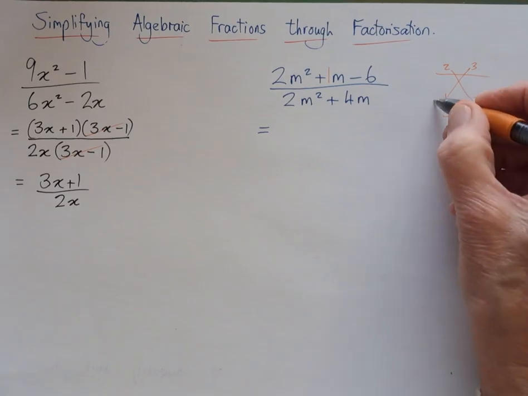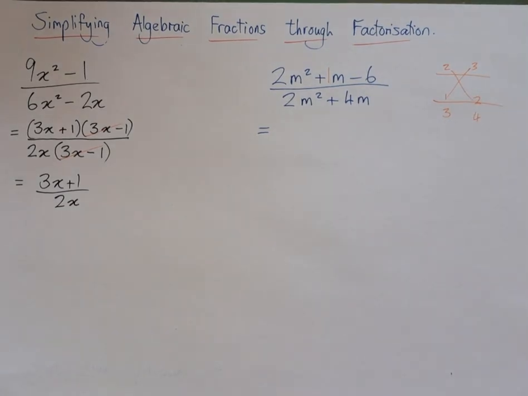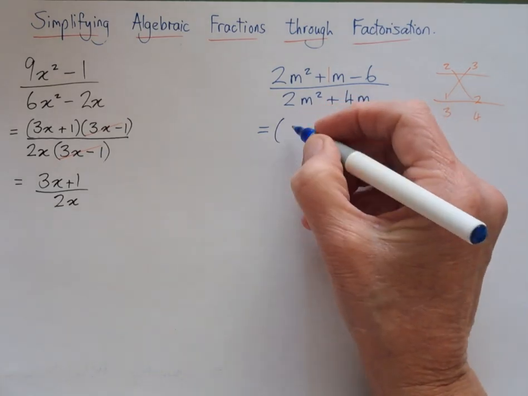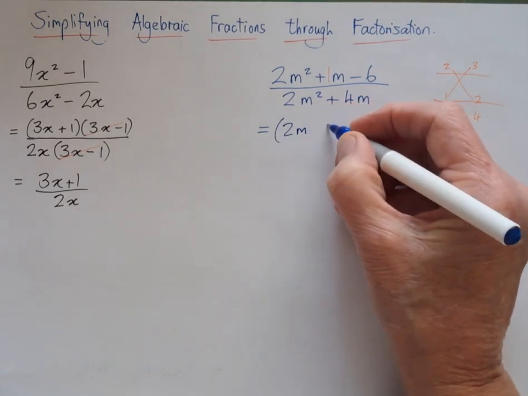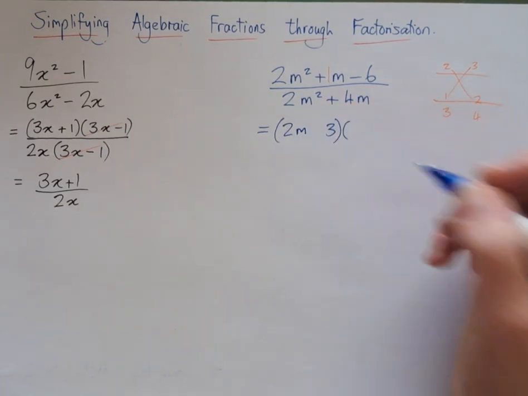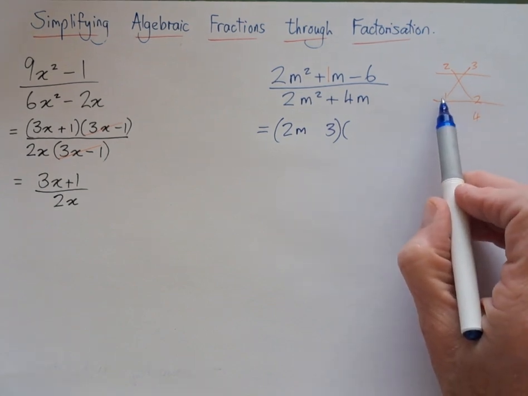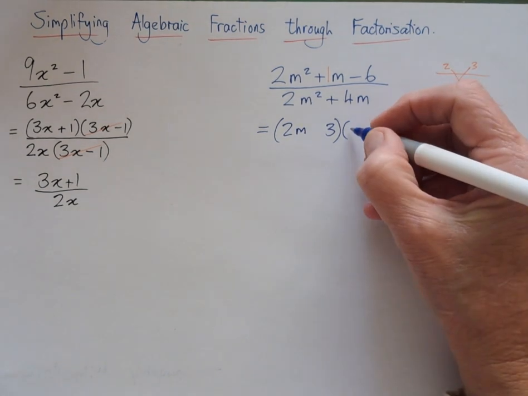So I'm going to read across for my two brackets. My first bracket's going to say 2m and 3. Remember, I always leave my signs to the end. You don't have to, I just found then I'm not going to make a mistake. And this is going to be 1m, or rather just m and 2.